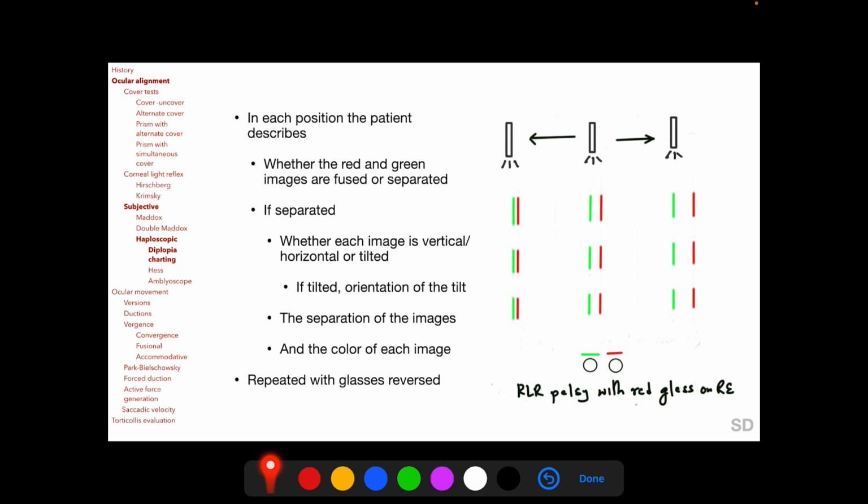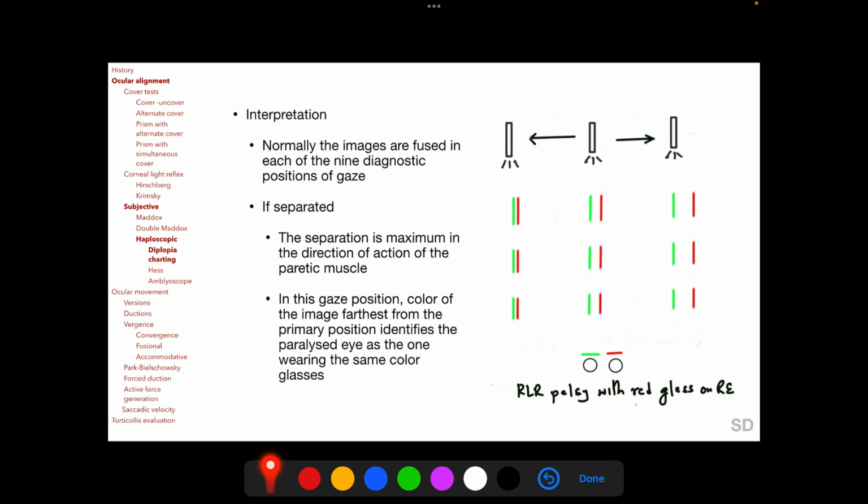The test is repeated with glasses reversed. That means if the test is first performed with the red glass over the right eye, then the test is again performed with the red glass over the left eye. In a patient without strabismus, the images are fused with each other in each of the 9 diagnostic positions of gaze.